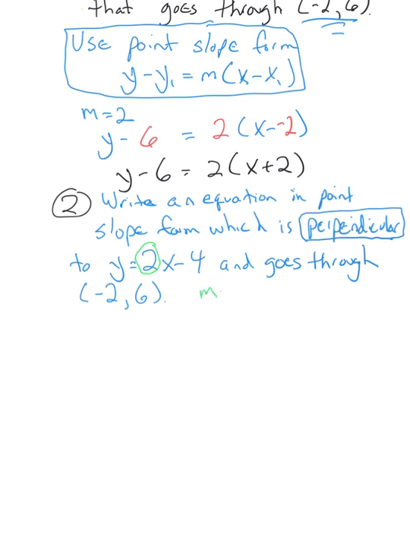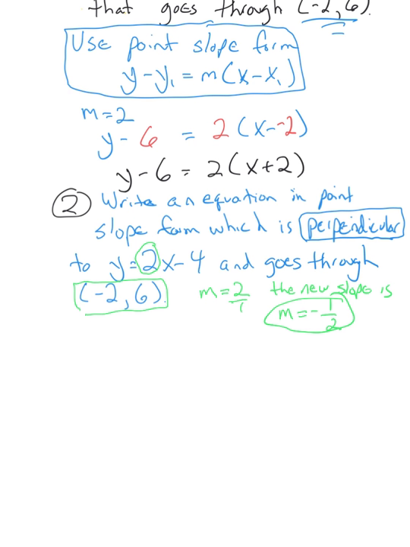So if the original was m equals 2, the new slope is m equals, and we got to put this over 1, negative 1 over 2. So that's what we're going to use, m equals negative 1/2, and then the point for the point slope form.